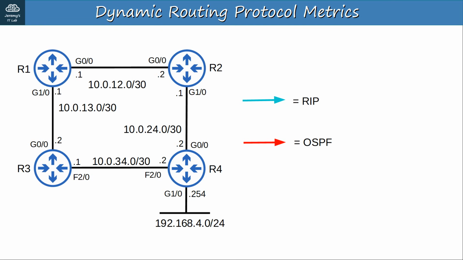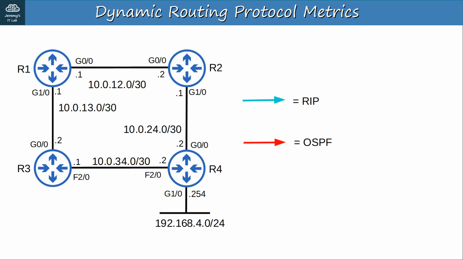To briefly demonstrate how the difference in metrics can affect which routes the router selects, let's look at this diagram again from R1's perspective, deciding which route to 192.168.4.0/24 to select for its route table. If it uses RIP, the metric is hop count. Via R2, the hop count is 2. One hop to R2, one hop to R4. Via R3, the hop count is also 2.